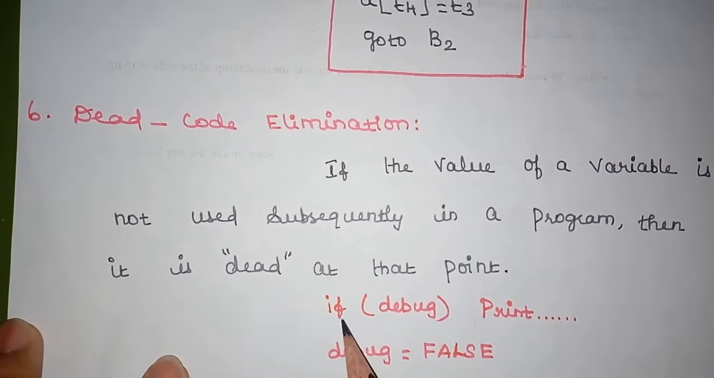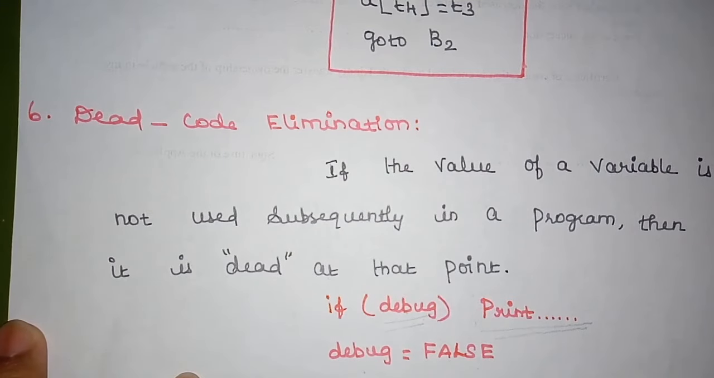So this is the example. We have a condition where we are just checking the value of debug, and when it is true, it will go for the print statement, and if it is false, again it will go for the next statement present after this if condition.